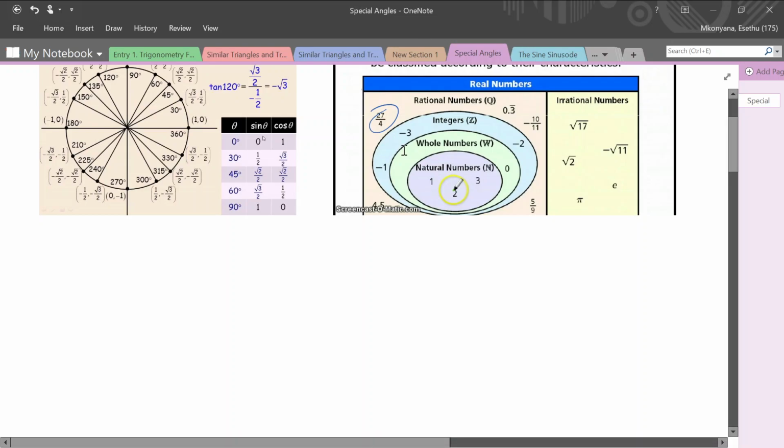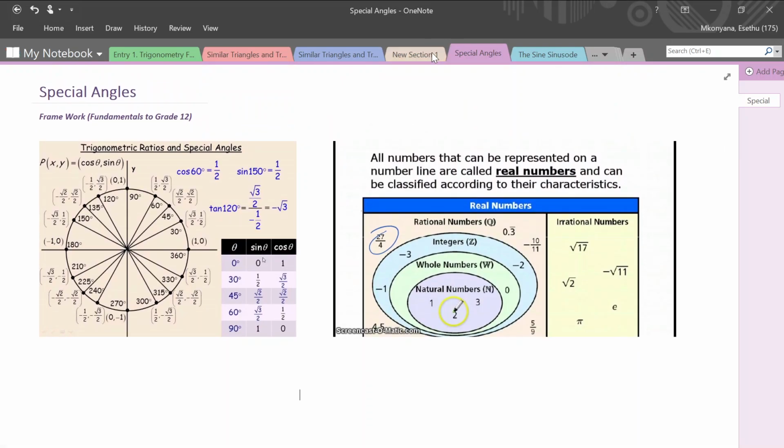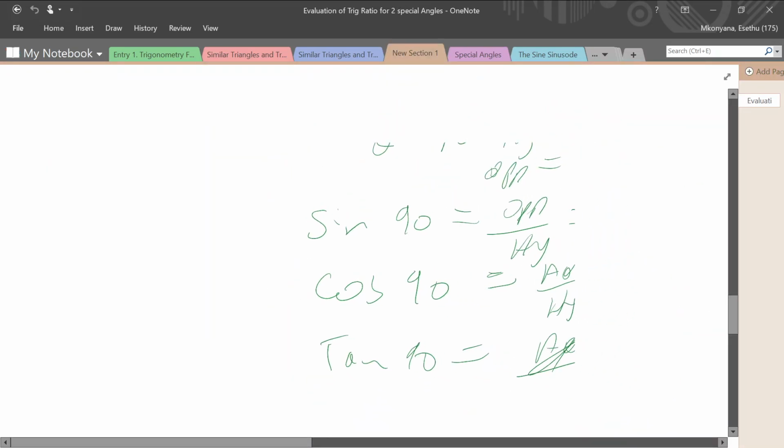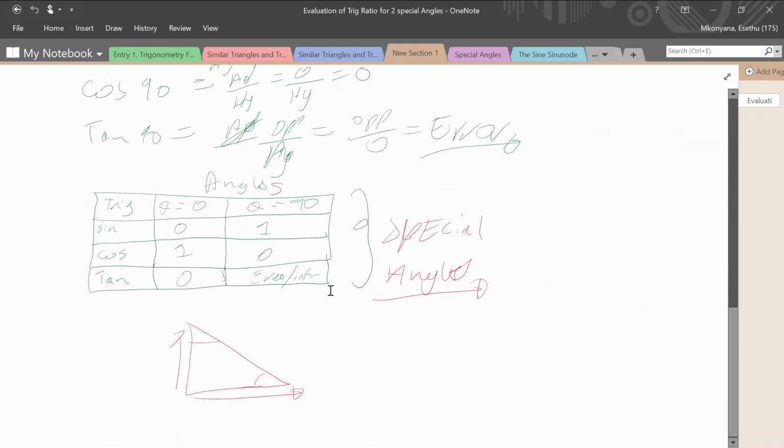So you would have noticed in our last video that we dealt with things called special angles. We were dealing with 90 degrees and 0 degrees, and we call them special angles because we could evaluate them, and we saw that these ratios take very special whole numbers, which are 0 and 1.